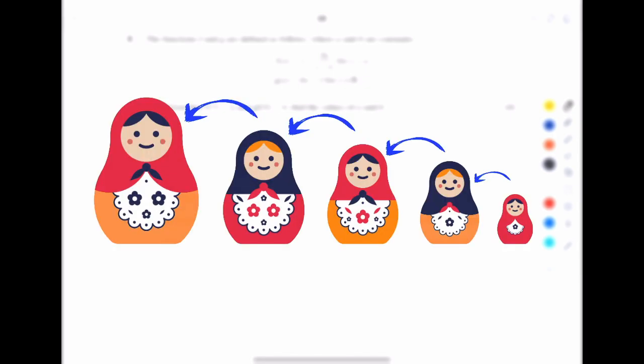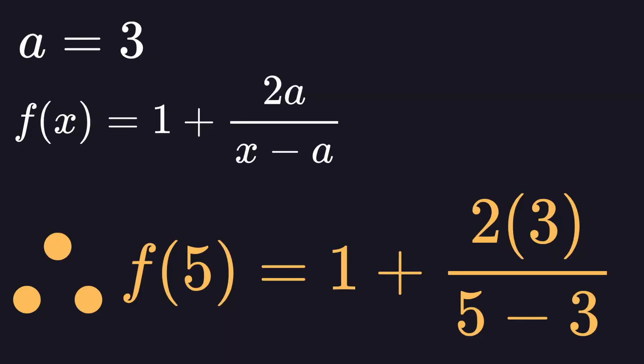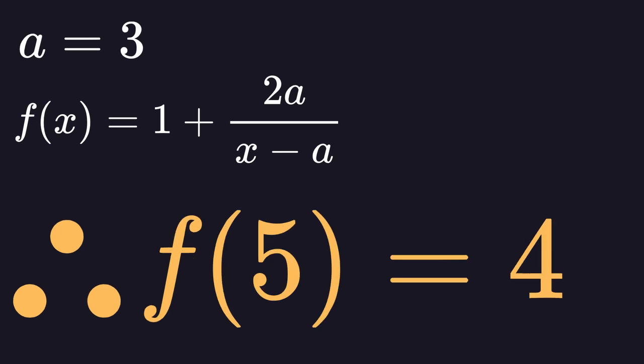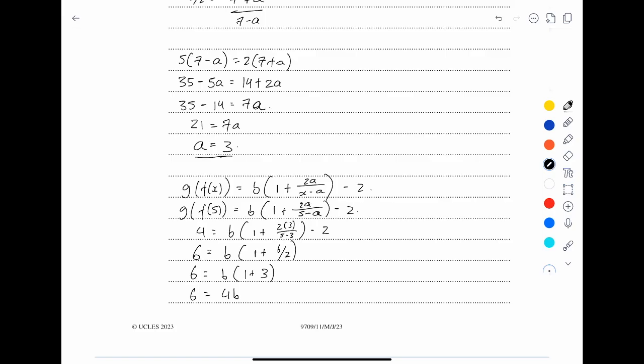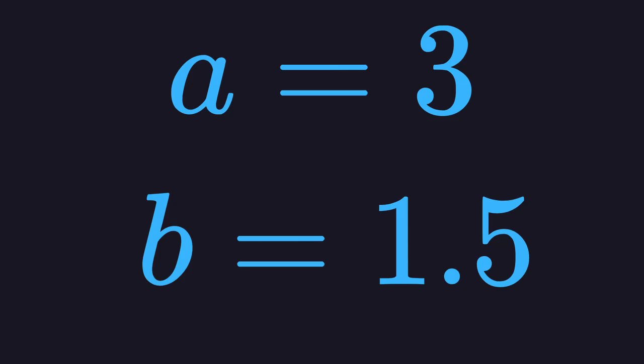Well, again, let's apply our Russian doll example. f(5) is equal to 1 plus 2 times 3 over 5 minus 3, which equals 4. Therefore, we have g(4) equaling 4, which means that 4b minus 2 is equal to 4, which means 4b equals 6, which means b equals 6 over 4, which equals 1.5. As a result, it's clear then that a equals 3 and b is equal to 1.5.